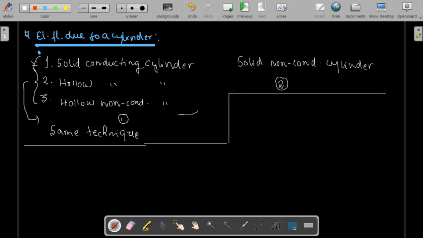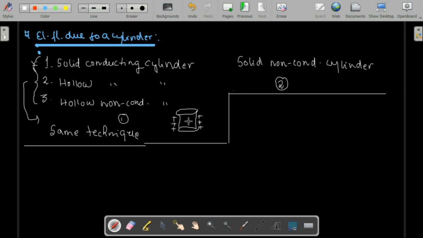If we have a cylinder like this, the charge will always get distributed on the surface. It will never be at the center or somewhere inside. That's very important. Even if it is a solid conducting cylinder, the charges will always be on the surface. For a hollow one, obviously there is nothing inside, so the charges will be at the surface.